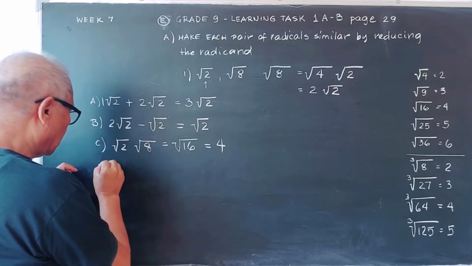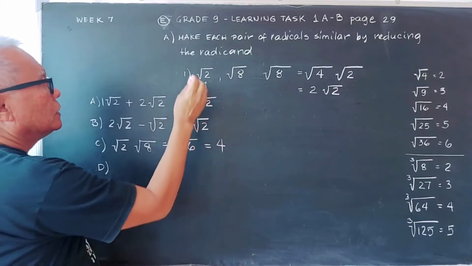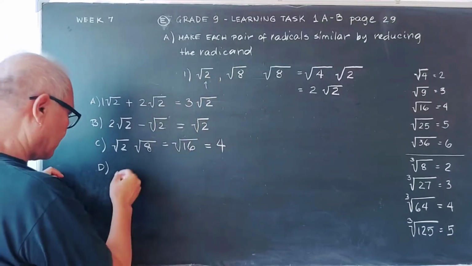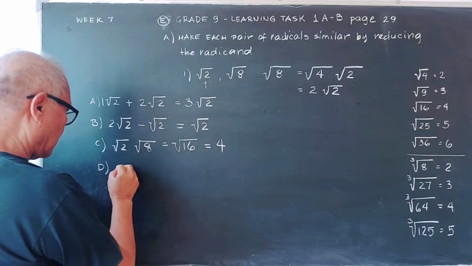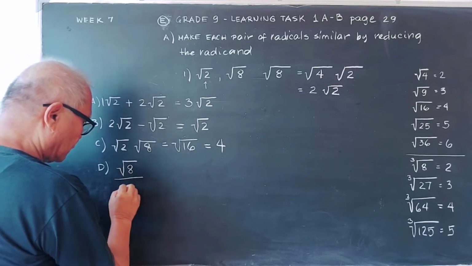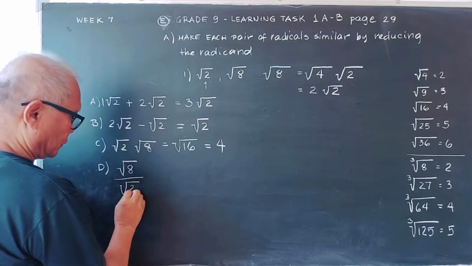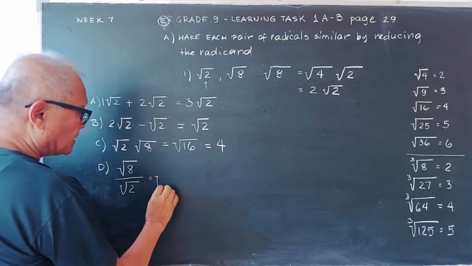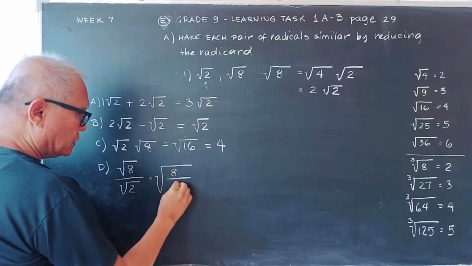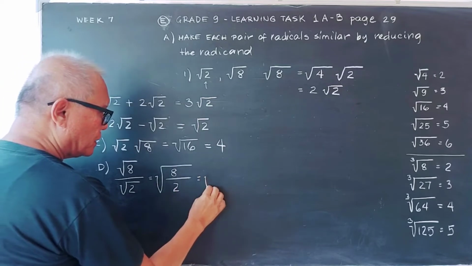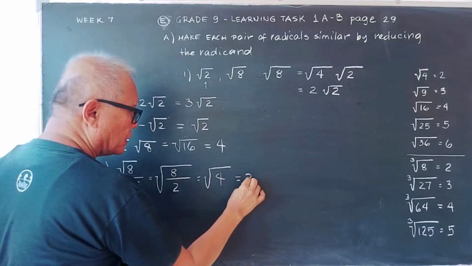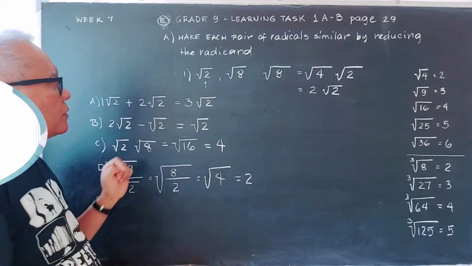Letter D. Ang gagawin natin, i-divide daw. Itong second term, i-divide natin ng first. Okay, so we have square root of 8 over square root of 2. Ginagawa dyan, pinagsasama. 8 divided by 2. So, mangyayari is 8 divided by 2 is 4. And square root of 4 is 2. So, that is our number 1.